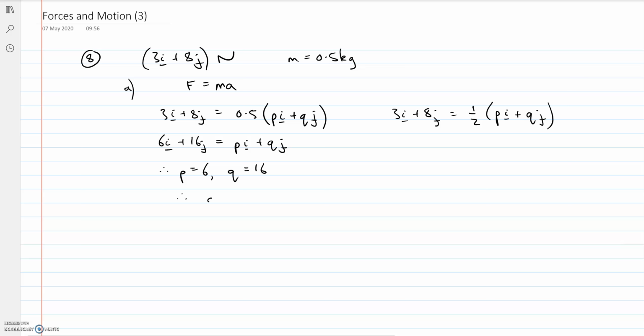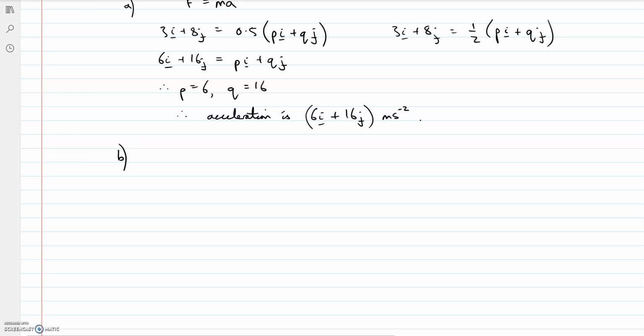So therefore the acceleration of the particle is 6i plus 16j meters per second squared. Okay, so we're just looking at it in a slightly different form with these vectors rather than just values. It's the same kind of idea. In part B, find the magnitude and bearing of acceleration of the particle.